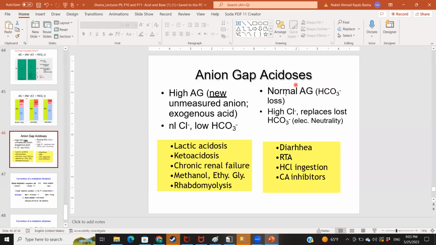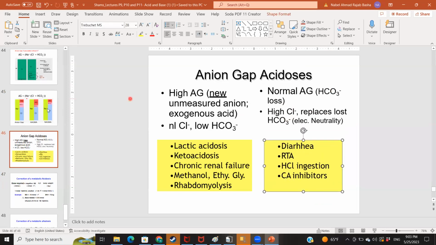Metabolic acidosis with a normal anion gap has its specific causes, which are listed in this slide. Normal anion gap metabolic acidosis, as I said, is high chloride replacing less bicarbonate. This is seen usually in diarrhea, in a kidney disease known as renal tubular acidosis, in hydrochloric acid, and in carbonic anhydrase inhibitors, which are a group of drugs.